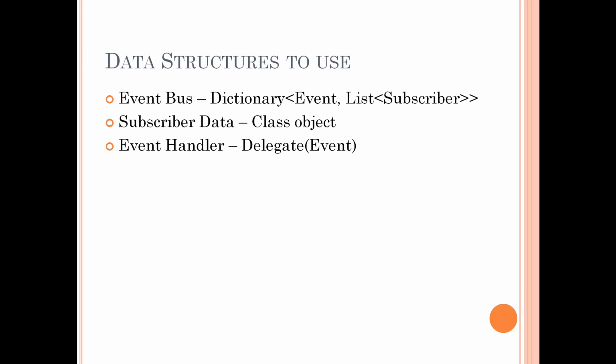So for the data structures we can use for the event bus, we are going to use a dictionary where we'll store events and their respective subscribers. For one event there are multiple subscribers, so this is the list of subscribers. So if I want to find a list of subscribers for an event, I can just fetch it in O(1) time using this dictionary. To store subscriber data, we can simply use a class object, and event handler is just a delegate. So this event handler will be executed whenever we receive an event. We'll get into details when we look into the code.